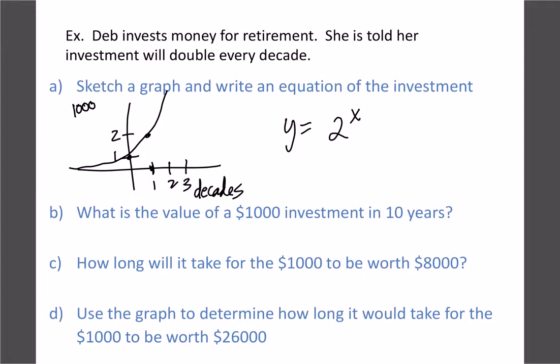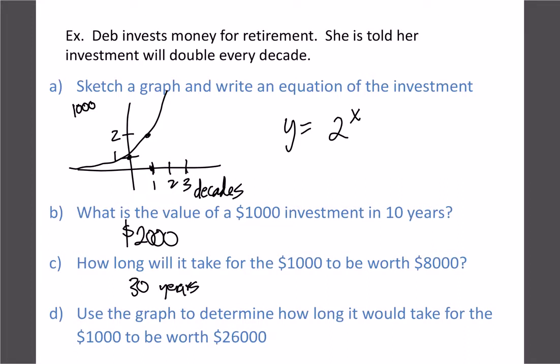So the question is saying, what is the value of a $1,000 investment in 10 years? Well, 10 years is 1 decade, so we've doubled it. So in 10 years we would have doubled to 2,000. How long would it be worth 8,000? So we can use our graph, or just use some common sense. So in 10 years it'll be 2,000, another 10 years it would be 4,000, and another 10 years it would be 8,000. So that would be 30 years.